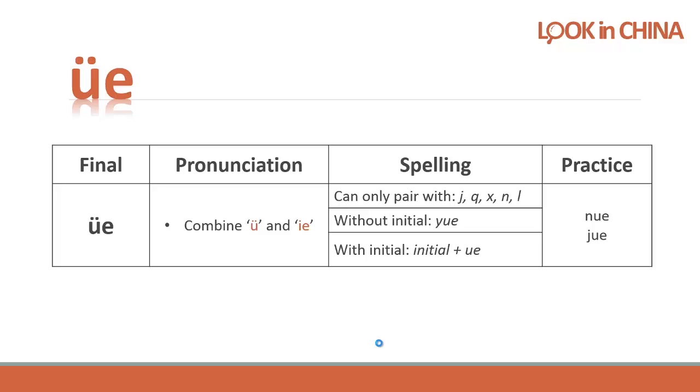N, yue, nue. N, yue, nue. Ji, yue, jue. Ji, yue, jue.